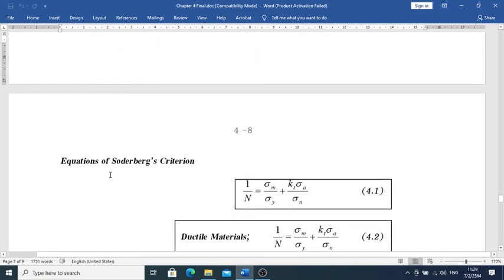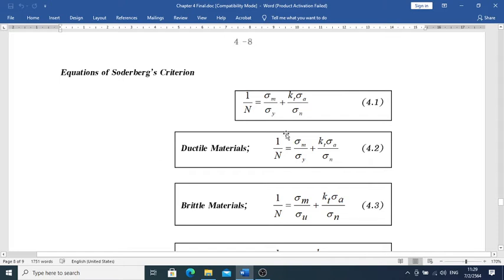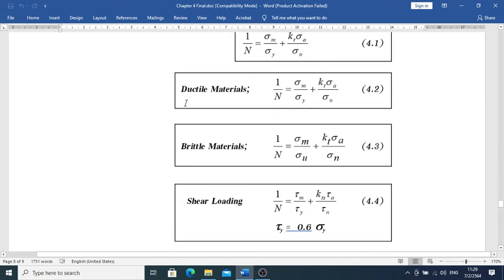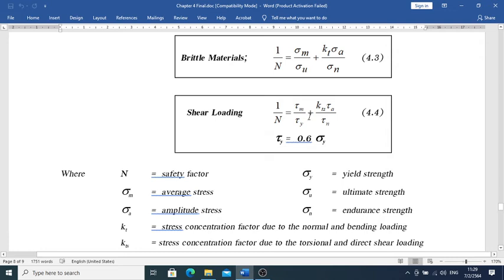Okay, and then for the Soderberg, for the sigma all the way, is 1 over n, and sigma m over sigma y, and k sub t is sigma a over sigma n is 4.1. For the ductile material, we have sigma y all the way, and for brittle we have sigma u all the way. For the shear loading we have only tau, so therefore everything's going to be changed to be tau.